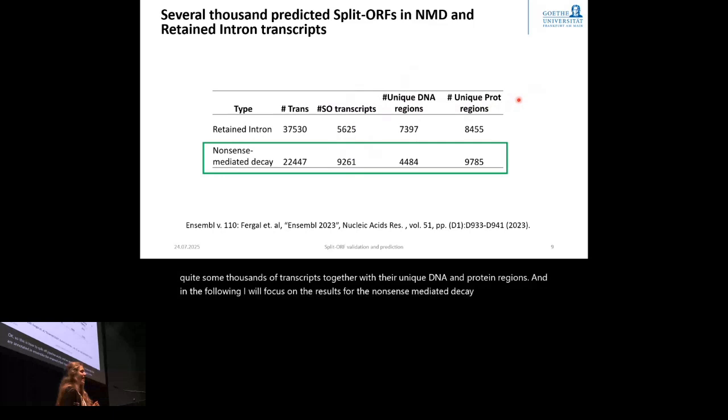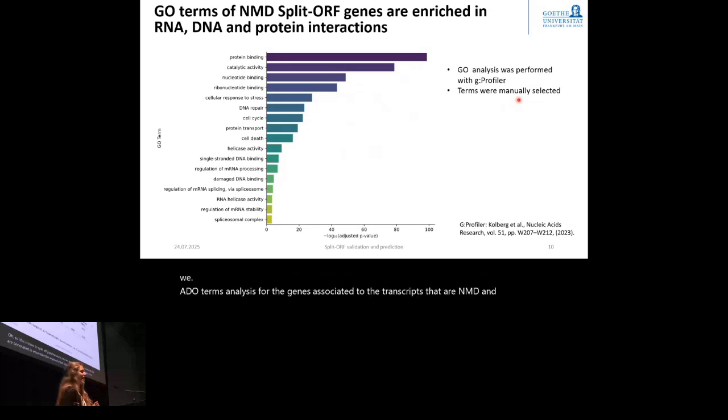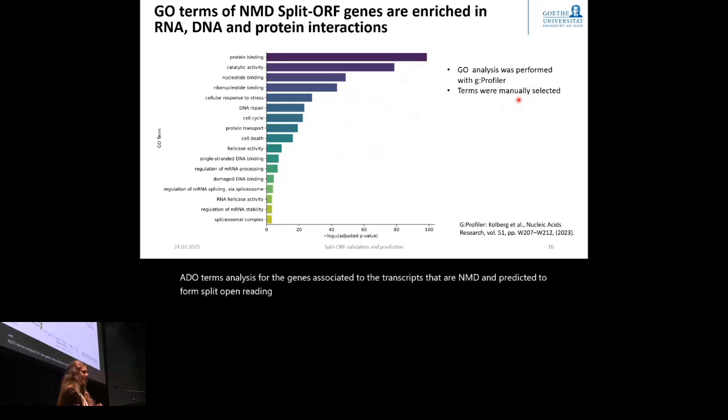So first of all, we performed a GO terms analysis for the genes associated to the transcripts that are NMD and predicted to form split open reading frames. In general, there were a lot of RNA, DNA, and protein interaction or binding terms. There were also some terms involved in mRNA processing, mRNA stability, and also the spliceosomal complex. And the next thing is that we want to validate the predictions that we made with the split-ORFs pipeline.